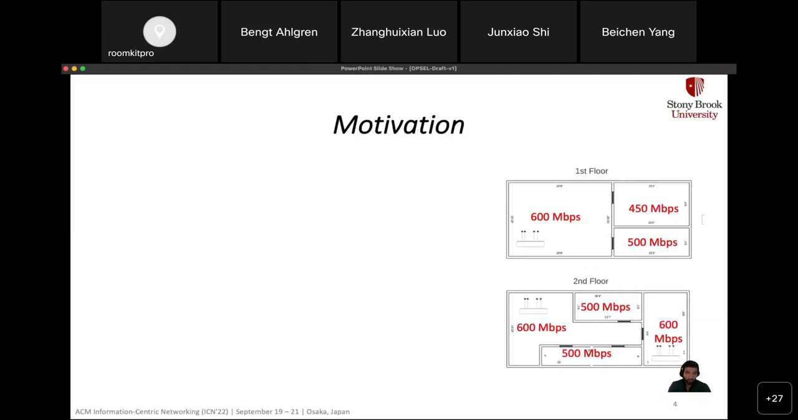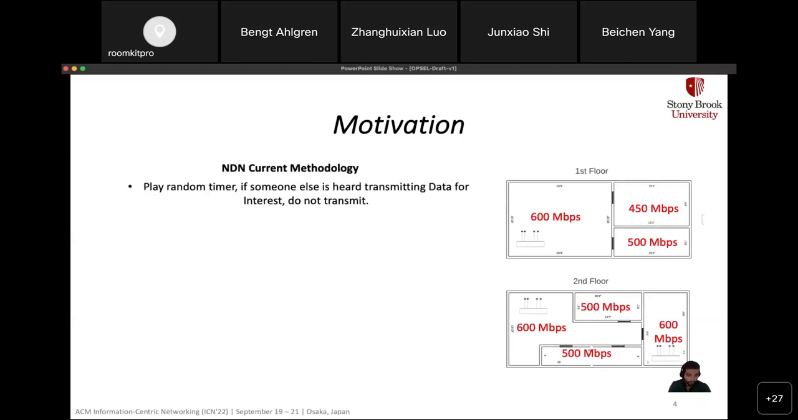Now, the problem that arises from this is if you have a consumer sending an interest, how do you select which one to send? The current NDN methodology is to play a random timer. If someone else is heard transmitting data for the interest, do not transmit, which does make sense in multi-hop, but how does it work in a single hop? We're about to see. And the other question would be, how long should we wait for each interest packet before the producer starts sending it?